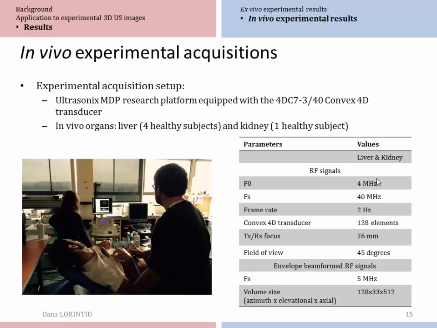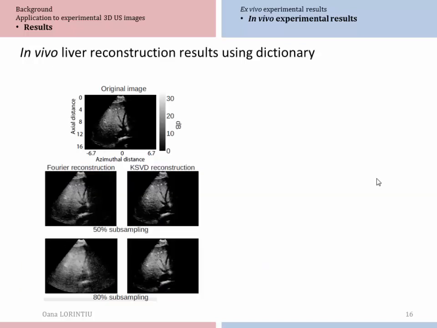So then we validated this approach in an in vivo experimental acquisition, where we imaged the liver of 4 healthy subjects and the kidney of 1 healthy subject. So we have here the parameters of this acquisition. The central frequency was 4 megahertz and the frame rate was 2 megahertz. So we have here the reconstruction of these in vivo images using the general dictionary that we learned on the ex vivo data. So the dictionary wasn't learned on the in vivo organs.